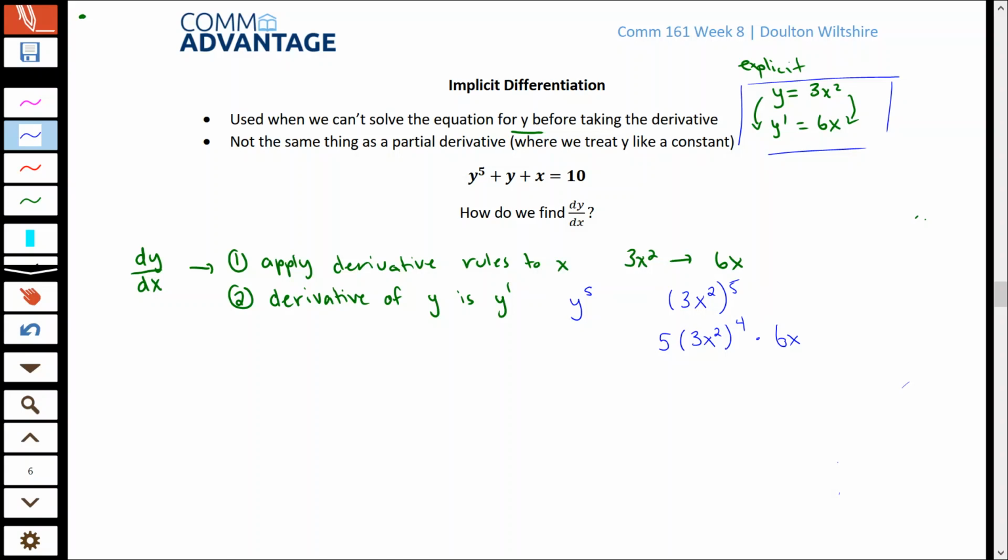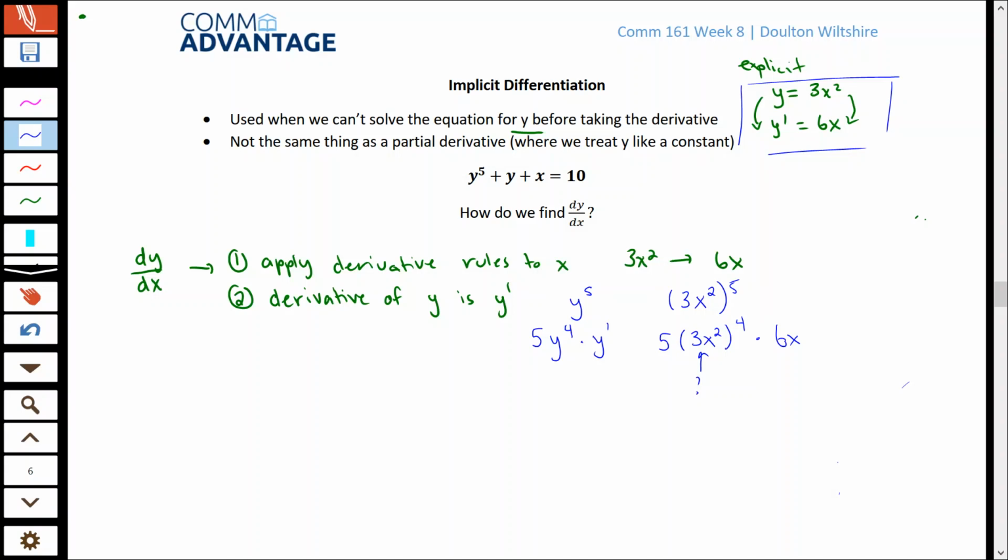So all we're doing with implicit differentiation is saying that we don't actually know that y equals that 3x squared. So if I have y to the 5, that 5 is going to come down. I'm going to leave the inside, which is just y, and then the derivative of the inside is y prime. So really all we're doing here is applying chain rule where we don't know what the inside equals.